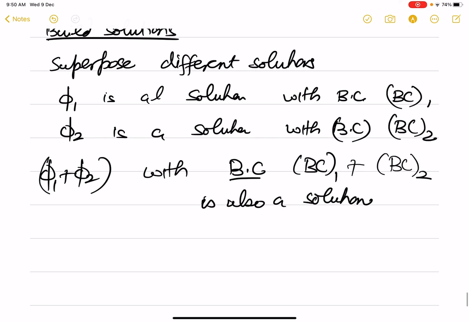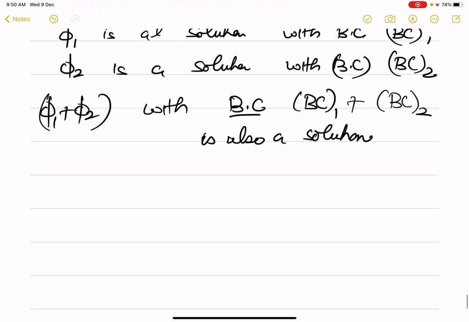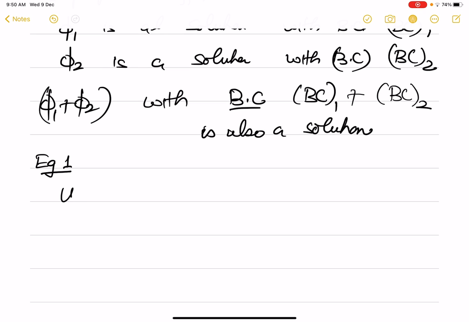And this is what we do. We have these three basic flows. We try to combine them and we try to find solutions, and we try to see if there is some interesting flow which comes around. Let's look at the first example in this class. More examples will follow. The first example which we do is uniform flow plus source at the origin.